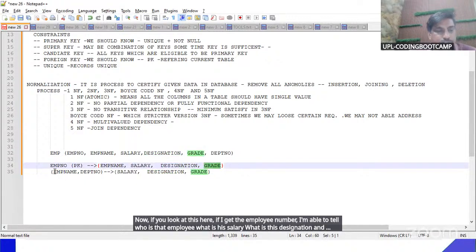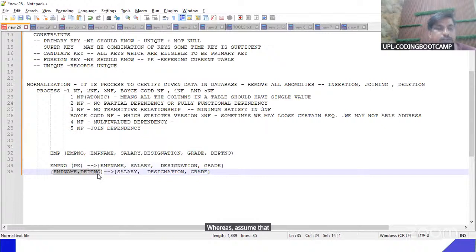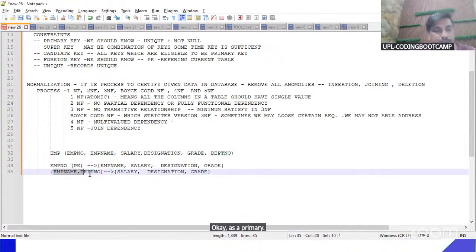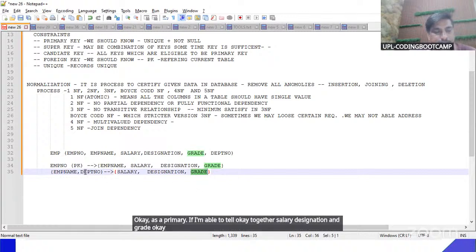Whereas, assume that by mistake they have chosen employee name and department number as a primary key. If I combinedly am able to tell salary, designation and grade, then if you tell me a department number, I can tell salary, designation, grade. It means that salary, designation, grade is determined by department, not by employee name. That is called partial dependency.